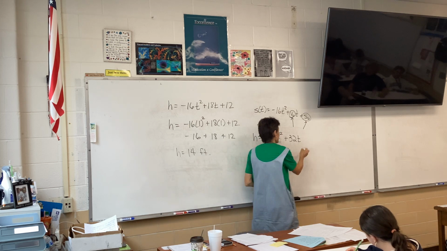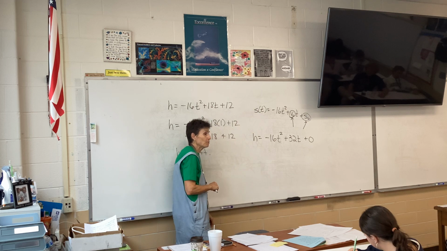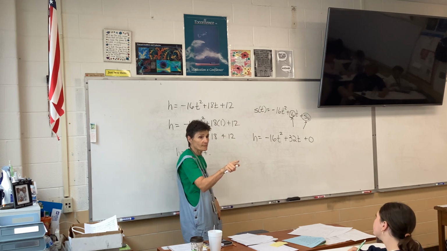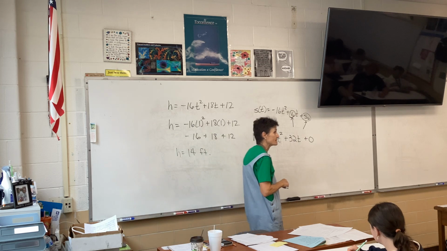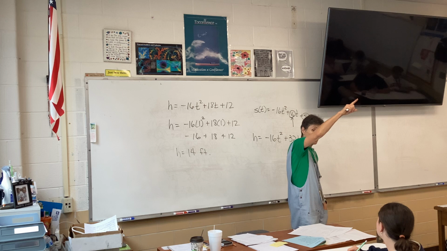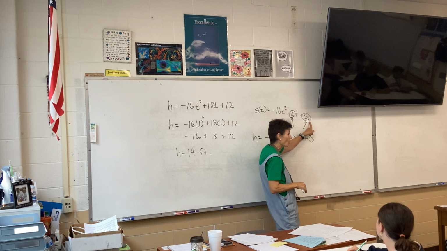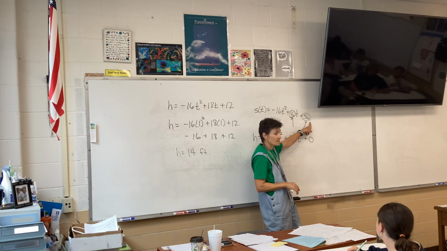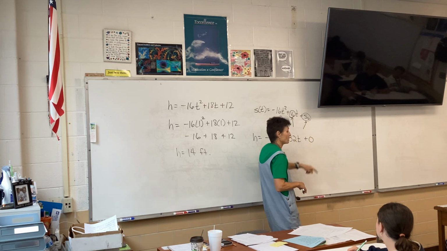Mm-hmm. And then Scout says this is plus 0. Why is that plus 0? Because you're starting. Because it's on the ground. And if it's on the ground, what is its initial height? 0. Now it's going to go up, right? It's going to get a height. But right now it has no height. And this is the starting height. This is the beginning height. Initial height, 0, because the ball's on the ground.